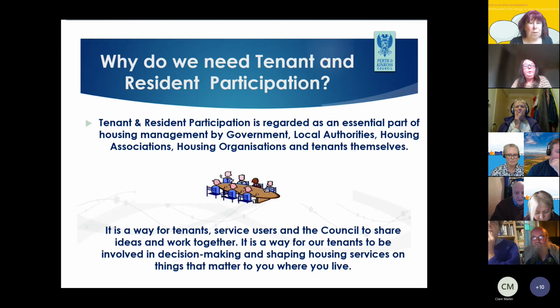So why do we need TRP? I think some of you could answer that better than me. It is an essential part of what we do, and it is a way how we share our ideas and work together. We want you to be involved in our decision making because it helps shape our services, and it's on things that matter to you. So that's why we need to hear from you. Next slide, please, Kev.